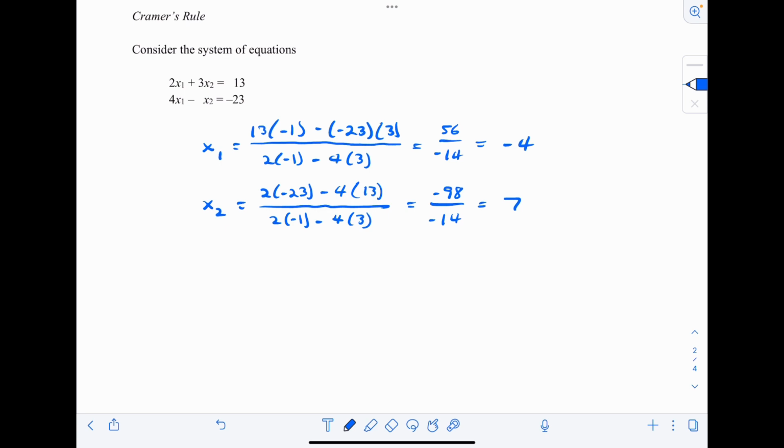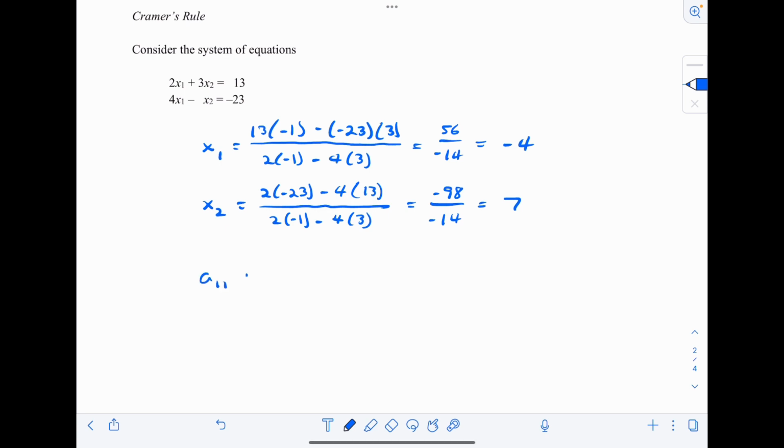Now, hopefully you noticed what I call cross-multiplying between the two different equations to get the different parts, the numerator and denominator of those fractions. Let me break this down for you in case you didn't quite see what happened there.